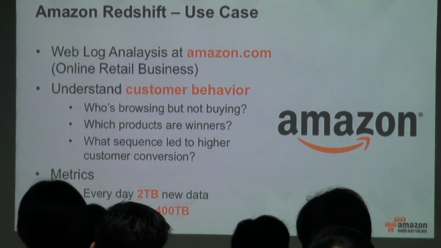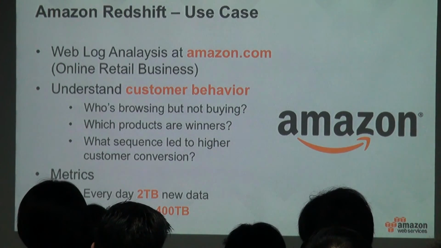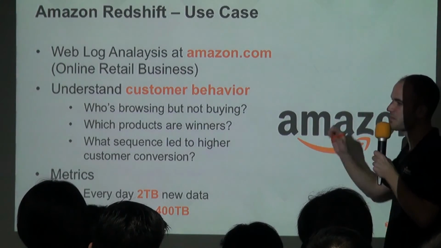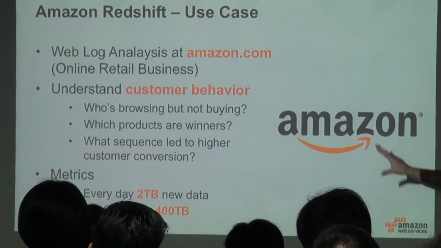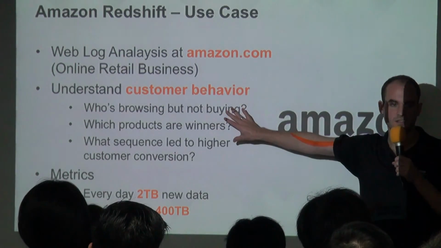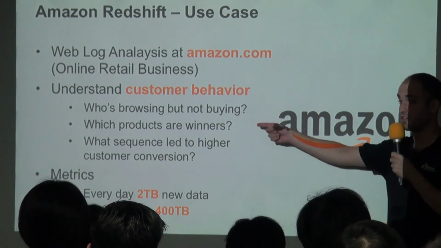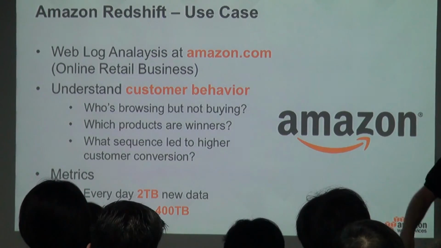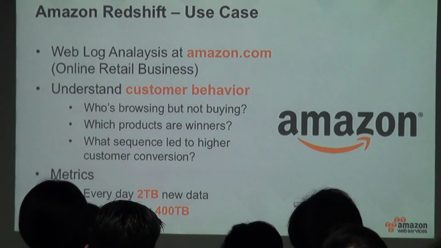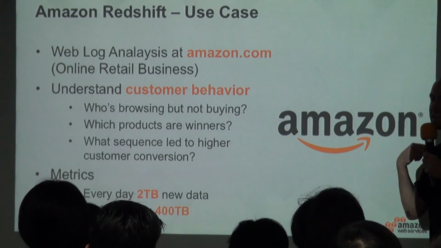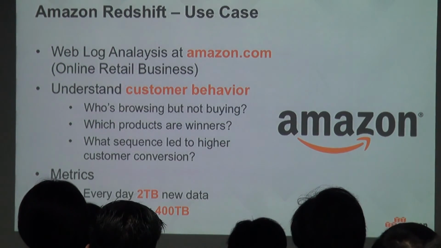What are they trying to do? They go through all their logs. Remember what Jeff Bezos said earlier? Customer experience is important. They try to understand the customer behavior based on the click-throughs in the log files. So things like who's browsing the website but not buying anything. Which products are the winners? Which products are fairly often looked at? Which products are clicked at? What is the sequence that somebody went through products that actually led to a higher conversion rate?